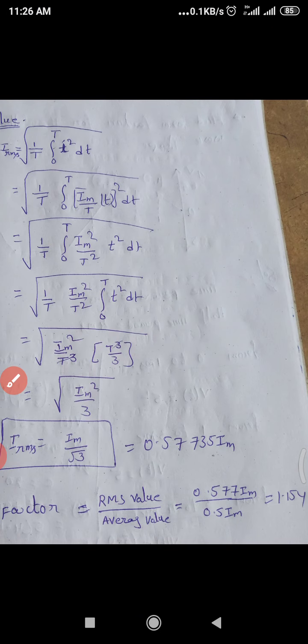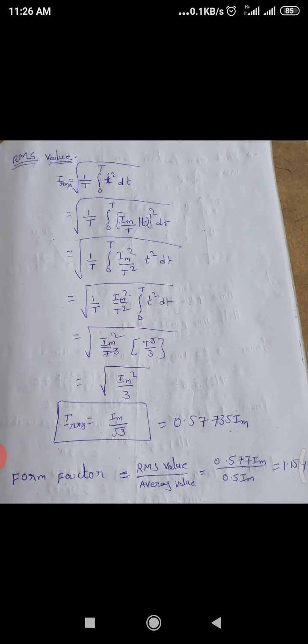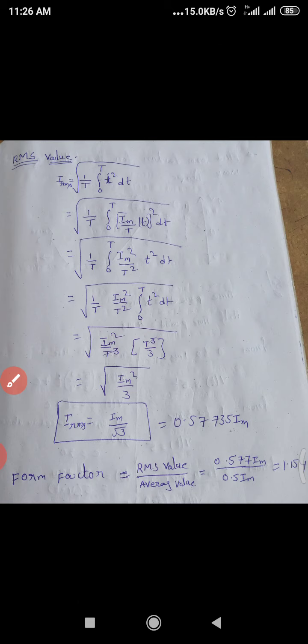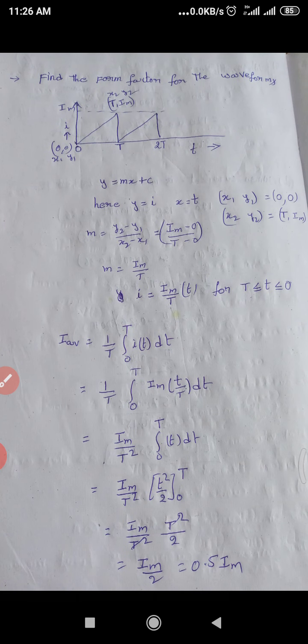Next we have to find out the form factor. The formula for the form factor is RMS value by average value. If you substitute these things, 0.577 into Im by 0.5 Im, we get 1.154 as the form factor for the triangle waveform. So first of all, we have to find out the equation for the given triangle. This is very important for this type of problems.